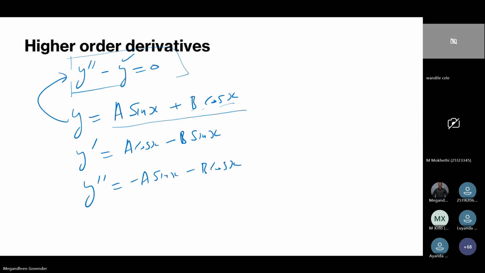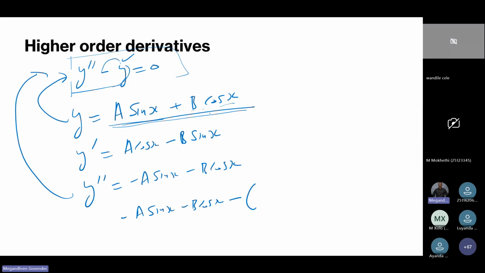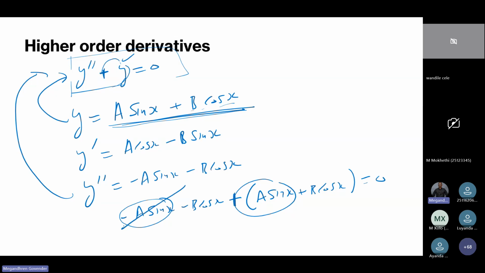Hello? Right, everybody? Now I take this and I put it in there. Let's see what happens. Minus a sine x minus b cos x, and then you've got minus y. What is y? y is this guy over here. Right, so you'll notice here that I've got a minus a sine x and a minus a sine x. Sorry, this should have been plus. I made a mistake. That should be a plus sign over there. So the minus and the plus will cancel, and the minus and the plus will cancel, and you end up with 0 equals 0.